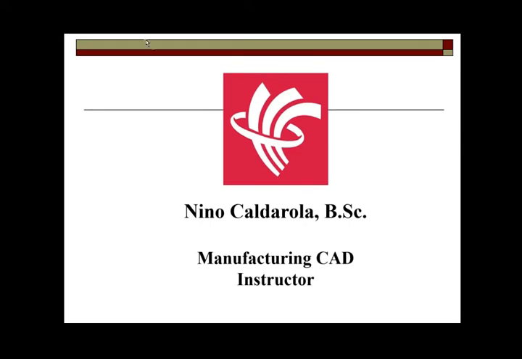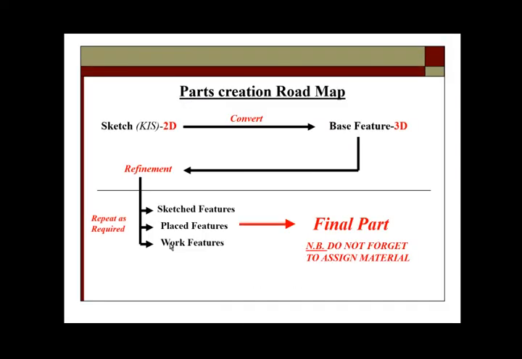We're going to continue on with the last refinement feature, and that is work features. Work features are part of the refinements. Work features, unlike sketched features and placed features, are virtual objects. Work features are helper objects. They consist of primarily 4 specific objects. We have work points, we have work axes, we have work planes, and we also have the UCS.